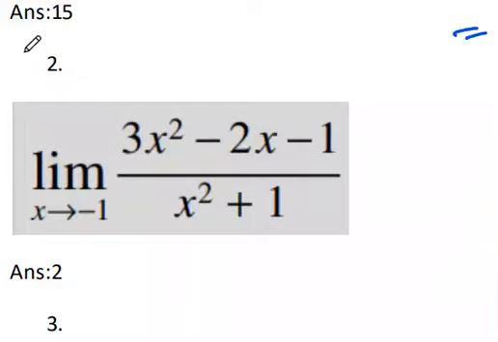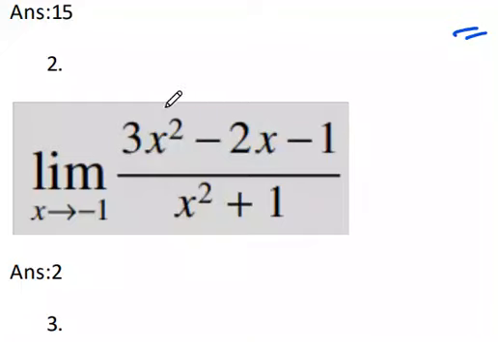Let's talk about the second question. This is a rational function. Let's look at the denominator and see what happens when you plug this number into it. The denominator is not equal to 0, it is defined, so no worries. The denominator function is a polynomial in x.